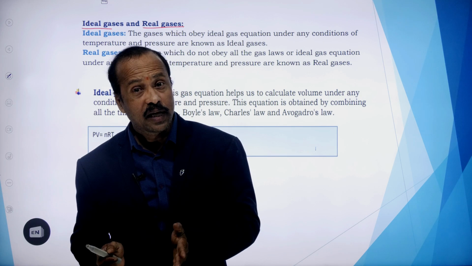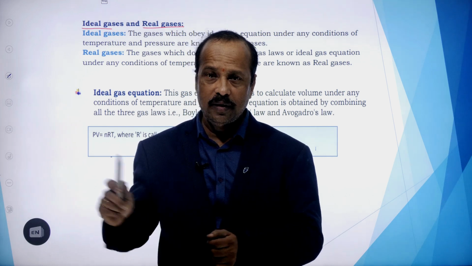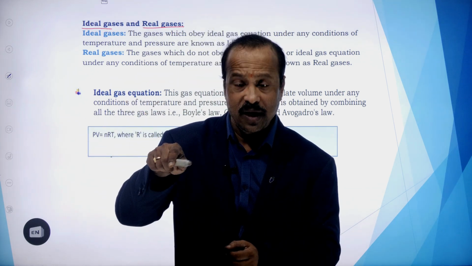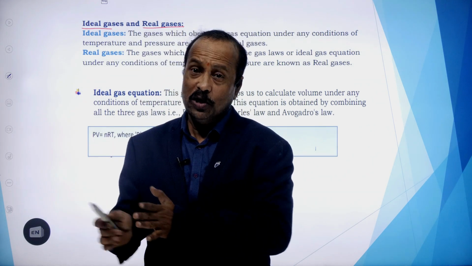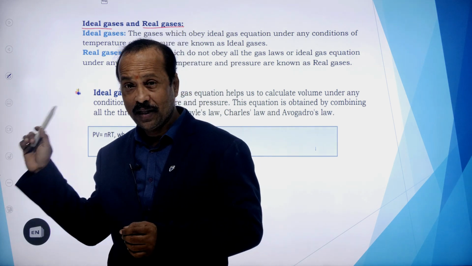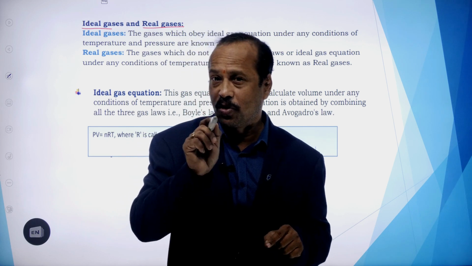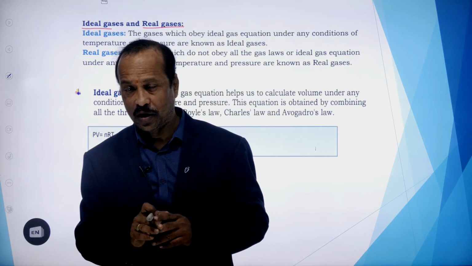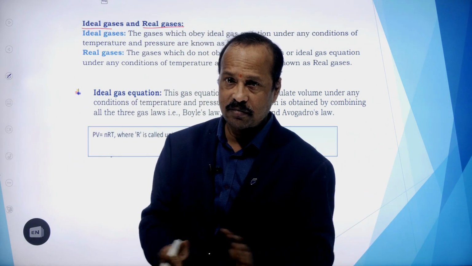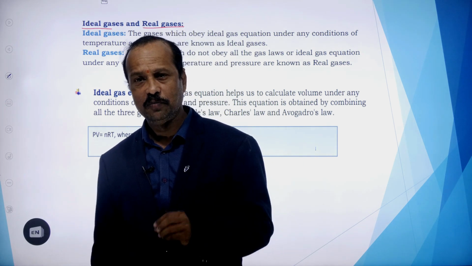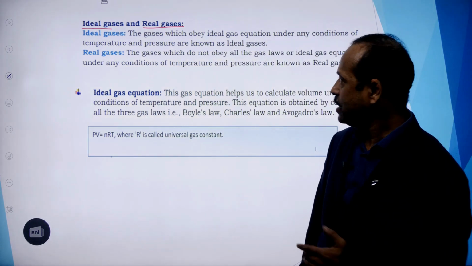Real gases means what? The gases which do not obey these gas laws under all conditions. They obey, but not under all conditions, only under particular conditions. So the gases which obey the gas laws like Boyle's law, Charles's law, Avogadro's law under particular conditions are called real gases. So the meaning is, to be frank, there are no ideal gases. We only have real gases, because no gas obeys all the gas laws under all the conditions. That is very important.